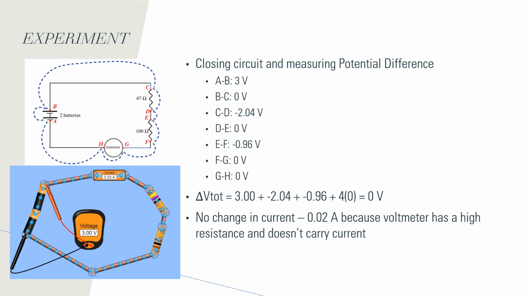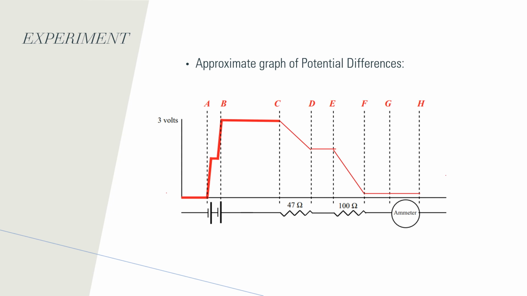There would be no change in current, 0.02 amps, because the voltmeter has a high resistance and doesn't carry any current. Using this data, I approximated a potential difference graph here. The thinner red lines are my data.